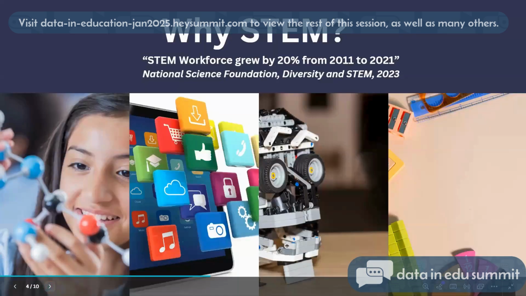So why STEM? The STEM workforce grew up to 20% from 2011 to 2021. And we're seeing that the future learning pathways that we need to provide to our students are so broad, and we're noticing that many of our students are missing some of those transportable skills. So thinking about how we can grow those transportable skills in our classroom is critical to providing the workforce.